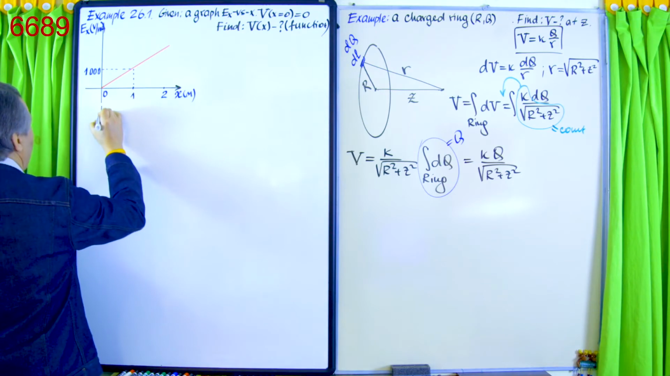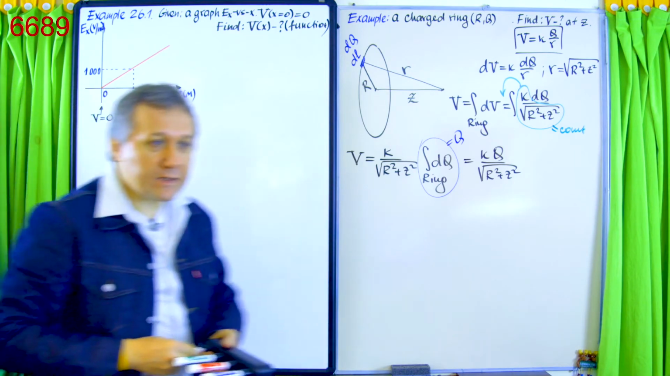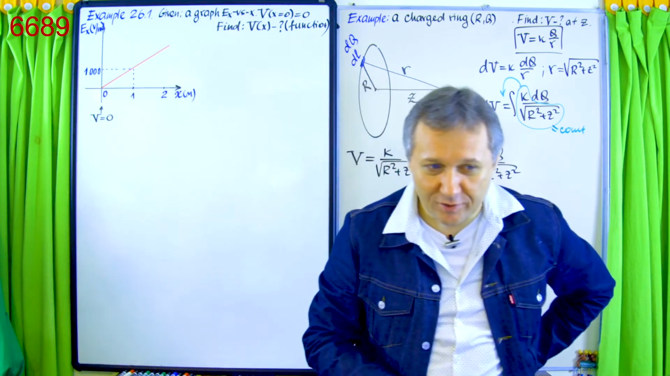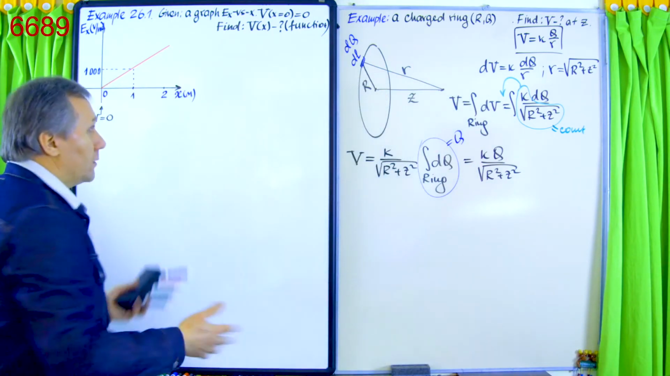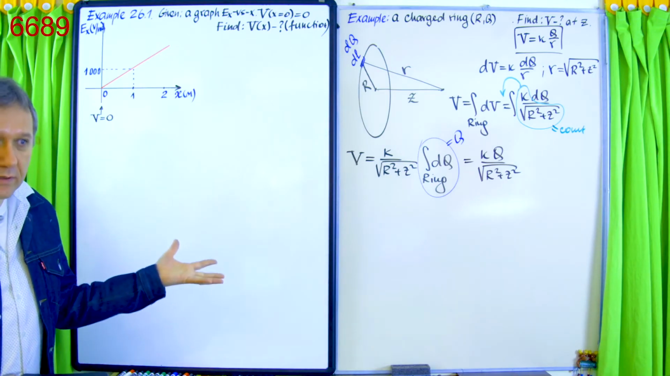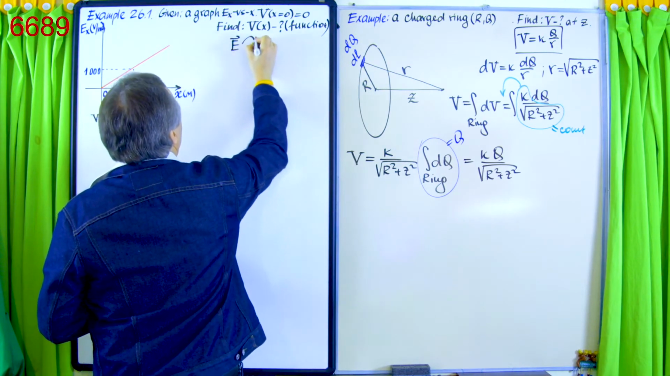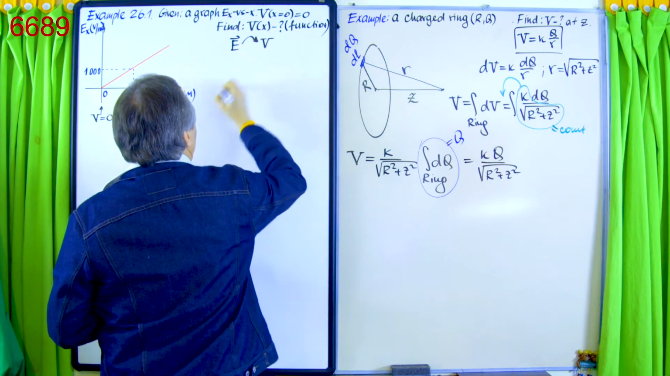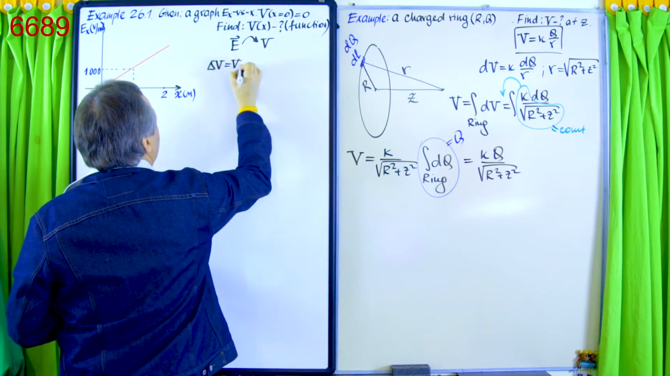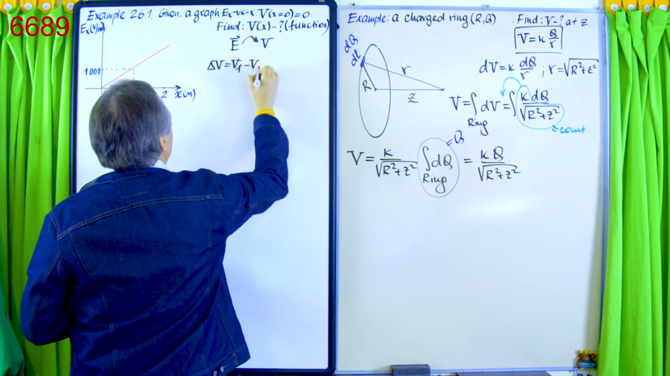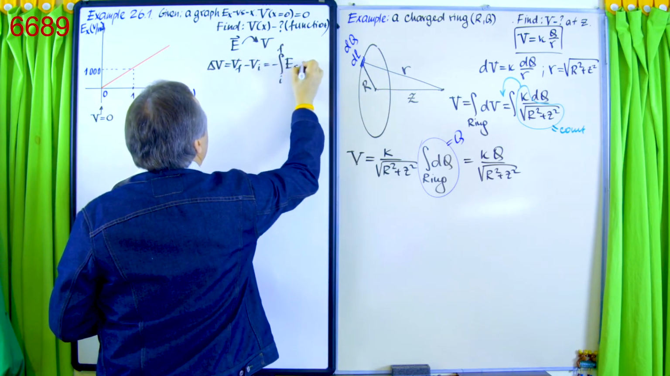So at this point, V equals 0. Basically, the problem gave us a reference point for the electric potential, right? Okay, so we need to find this function. And so we need to use the bridge which we just derived. So we need to move from the electric field to the potential, right? And the bridge is, okay, let me rewrite it. So it's delta V, which is V final minus V initial, equals minus the integral from the initial to the final point of Es ds.